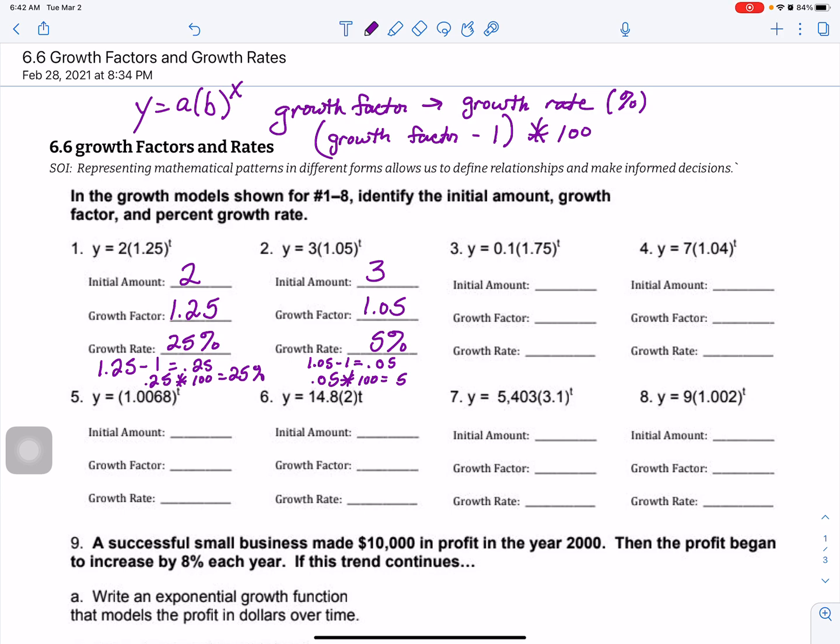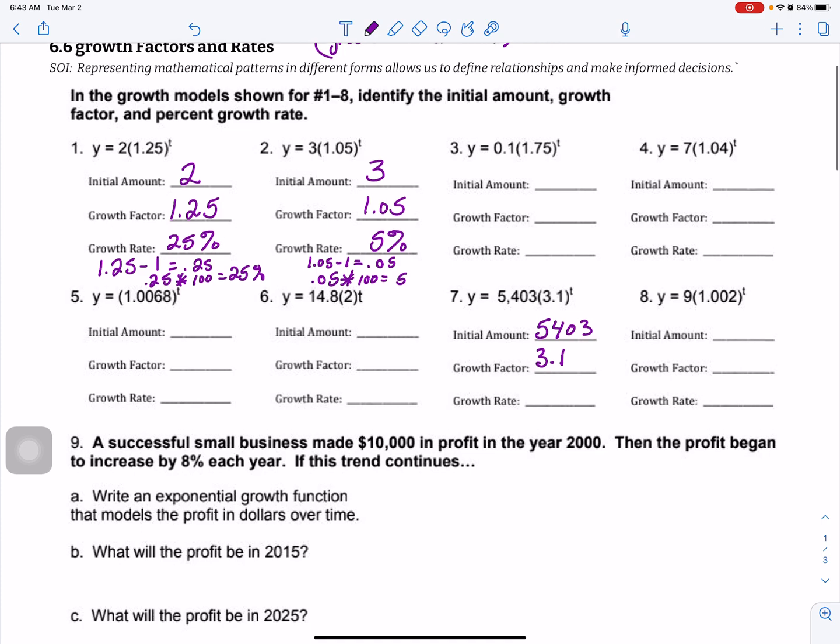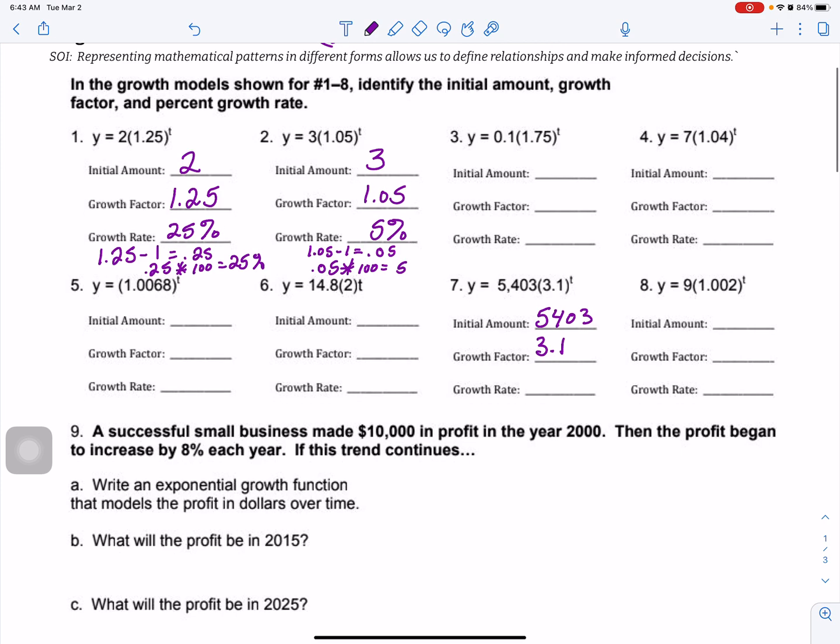Let's look at number 7. That one's a little different. Initial amount is still 5,403. My growth factor is 3.1. Nothing new with that. And then my growth rate, I still use the same idea. So I'm going to subtract 1. And then I'm going to multiply by 100. So this would grow by 210%. Sometimes that can be mold that can grow pretty fast.